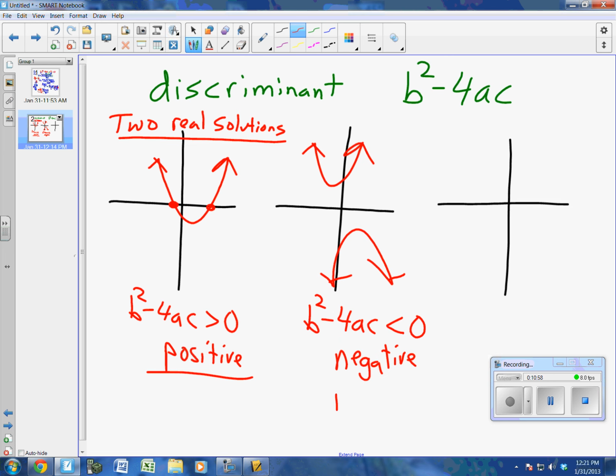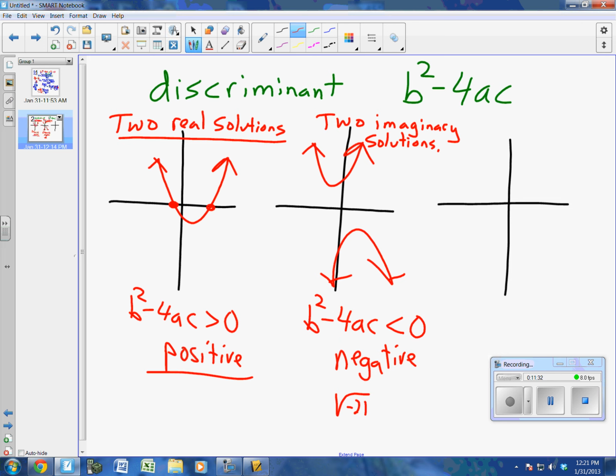Well, think about it. You're taking the square root of a negative number. What kind of solutions do you get? Two imaginary solutions. Good job, Michaela. Okay? You're going to get two imaginary solutions. So if your discriminant is negative, you're going to get two imaginary solutions, and your graph will never cross the x-axis. What's the other possibility for graphs?